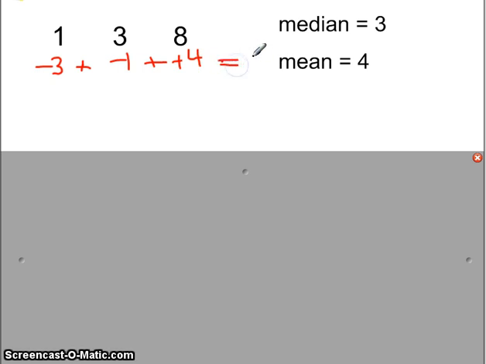So this is always true for the mean. If we take the mean and we add up the differences of all the data values from the mean, we always end up with 0.